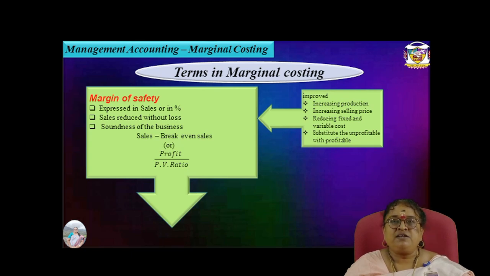Then the margin of safety can be improved. How? By increasing production, increasing selling price, reducing fixed and variable cost, then substituting the unprofitable with the profitable one. Substitute the products: the profitable and unprofitable ones, we have to classify them and substitute the unprofitable product with the profitable one.